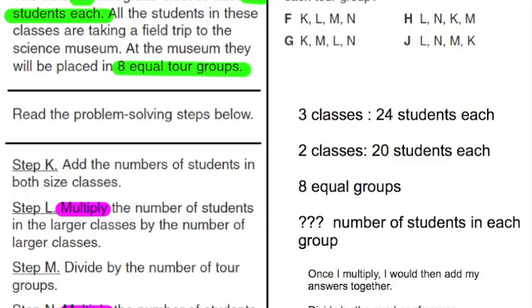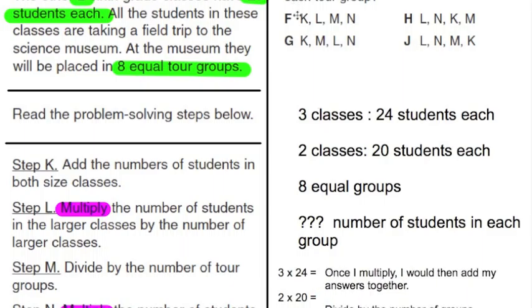Okay, that makes sense. Step N says multiply the number of students in the smaller classes by the number of smaller classes. We say order is important. Does it really matter which one of those that we do first, L or N? No, it doesn't. It does not matter which ones we do first. So let's check out our answer choices. I do not have N as an option, but I do have L as an option.